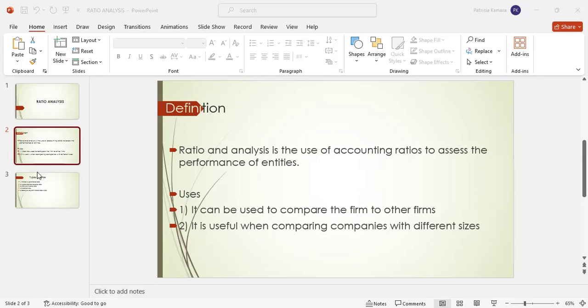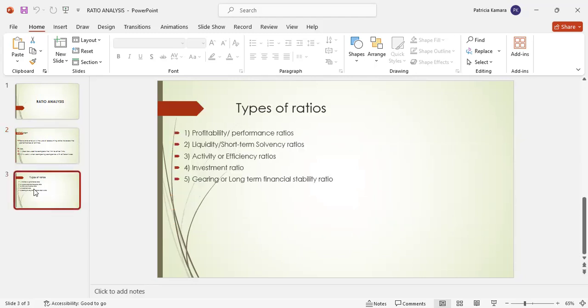Okay. So now we are to identify the various types of ratios. We've been able to identify 5 different types of ratios, and under each of these ratios, we have sub-ratios. Okay, we'll go into that. So the first one is profitability or performance ratios. We have liquidity, short-term solvency ratios, activity or efficiency ratios. We have the investment ratios, the gearing or long-term financial stability ratios. So under each of these headings, we have sub-ratios.